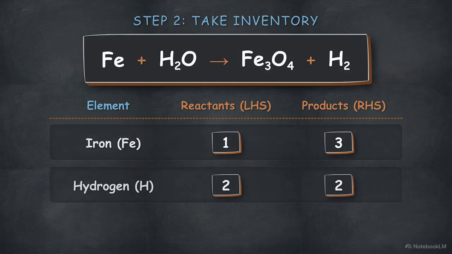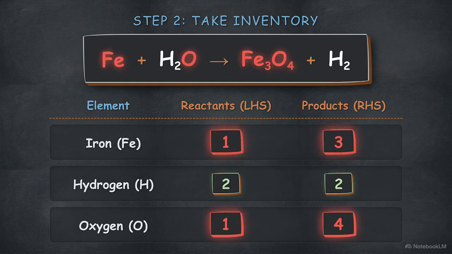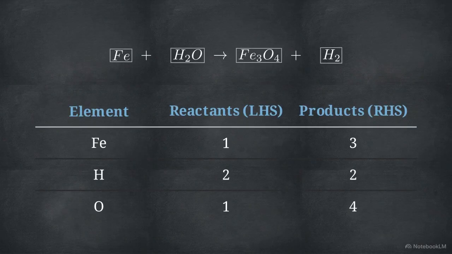By listing the number of atoms for each element on the reactant side and the product side, we can see exactly where the imbalances are, specifically with the iron and the oxygen. The goal is to reach a state where every element has the same count in both columns. Step 3 is to pick a starting point, usually the compound with the most atoms, like Fe3O4.